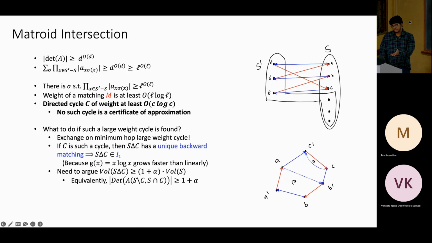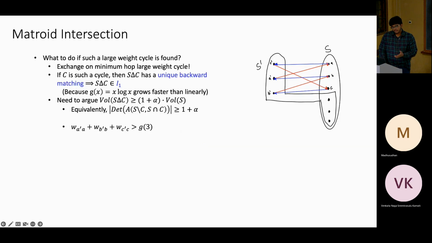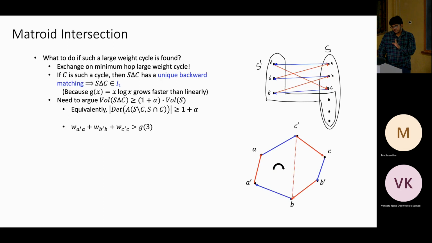Equivalently, that means that I want to show that the magnitude of this determinant is more than 1 plus alpha. The idea is basically again saying, oh, this is the min hop large cycle. So if I look at any red shortcut, this smaller cycle wasn't large. That gives an upper bound on the weight of C dash B and the sum of weight of H A dash A is less than, I'm just calling the function G. And for all these shortcuts, you get this.